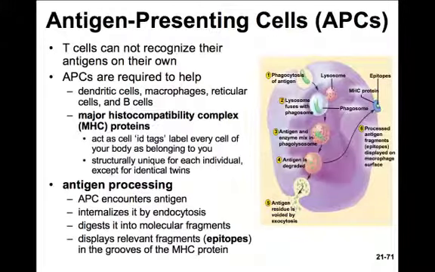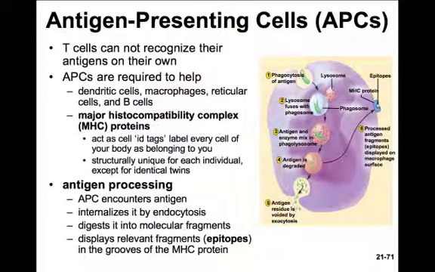And now let's move on to look at antigen-presenting cells, the last piece of the puzzle that we're going to need to understand both cellular and humoral immunity. Antigen-presenting cells do exactly what they sound like. They present antigens. Because T cells can't recognize the antigens that they need to attack all on their own, they require the help of these antigen-presenting cells. Dendritic cells, macrophages, reticular cells, and B cells all act as antigen-presenting cells.